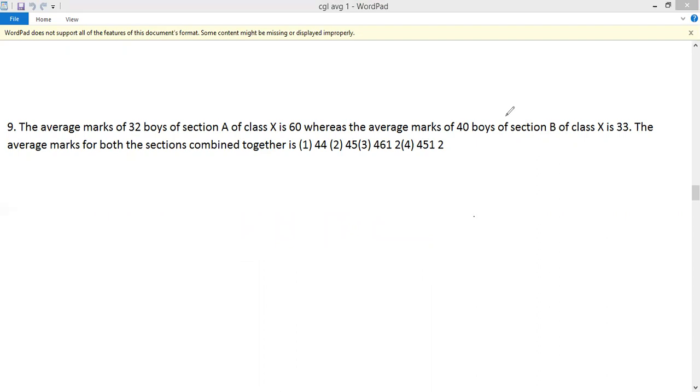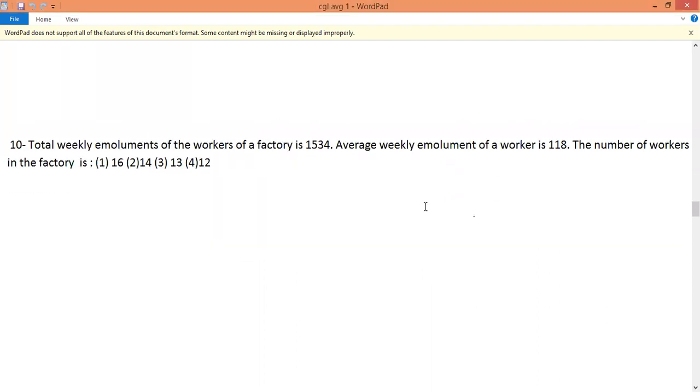Next question. Let's see. Here he is asking for the total number of workers in a factory. The total amount they are getting is 1534. The average weekly wage for one worker is 118. So he is asking for the total. So 1534 divided by 118. Just see here. Okay, the last digit must be 6. So the answer is 16. Here 4 is there, na? Here 18 is there. The last digit must be 8, 6 there. So sorry, not this one.